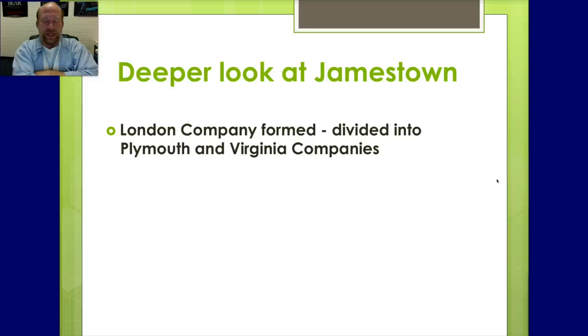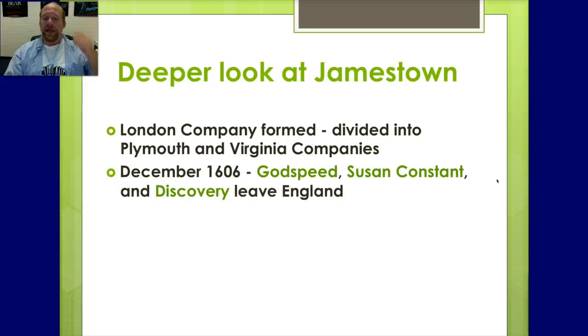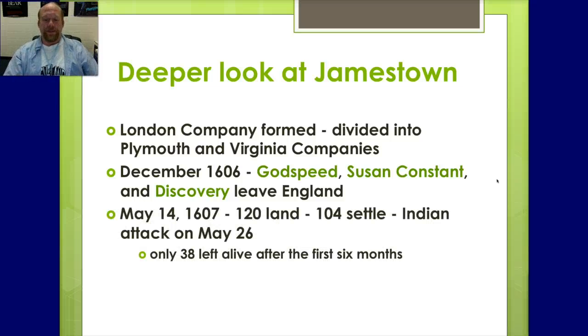Deeper look at Jamestown. The London Company formed and divided into the Plymouth and Virginia companies. Plymouth obviously went up to Plymouth Rock for the Pilgrims, and then Virginia Company actually came down and became Jamestown. December 1606, the Godspeed, the Susan Constant, and the Discovery. Know those three. It's in green. Remember, if it's in green, you got to know them. Leave for England. May 14th of 1607, 120 people land, 104 settle.